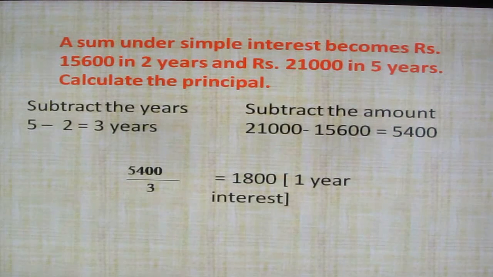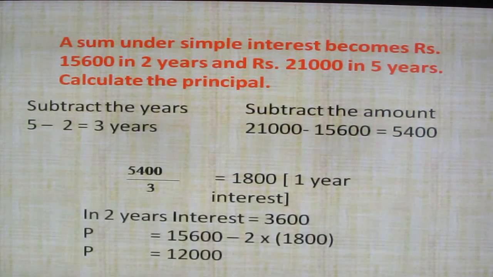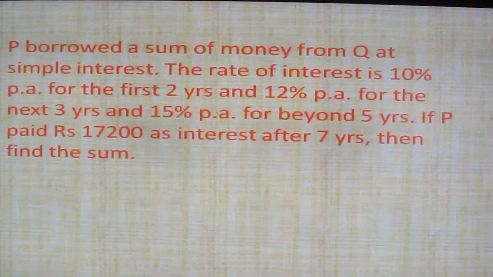Now what you have to understand is 15,600 has principal as well as 2 years interest. When 1 year interest is 1,800, 2 years interest will be 3,600. So 15,600 minus 3,600 is 12,000. Simple logical method. Once you practice this for many questions, it will easily come. Shall I go to the next question?